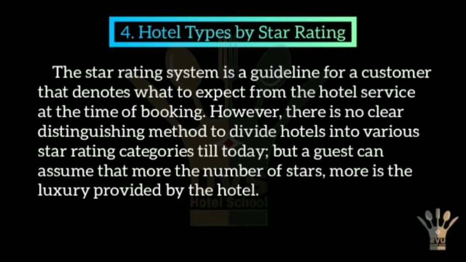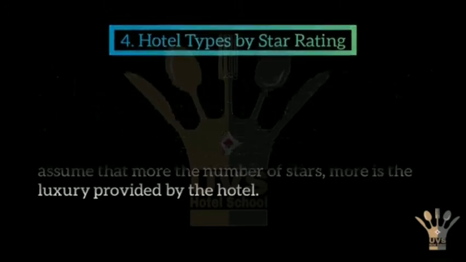Hotel types by star rating. The star rating system is a guideline for a customer that denotes what to expect from the hotel service at the time of booking. However, there is no clear distinguishing method to divide hotels into various star rating categories till today, but a guest can assume that the more the number of stars, the more is the luxury provided by the hotel.